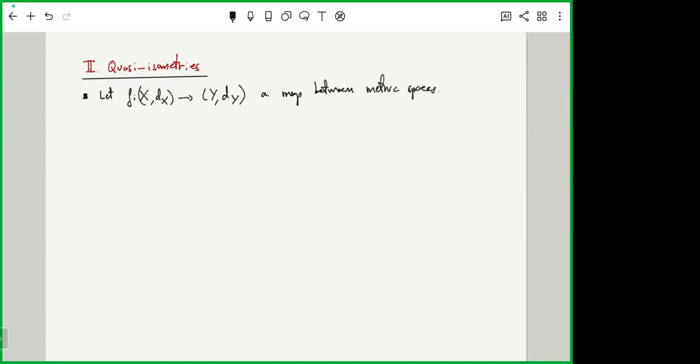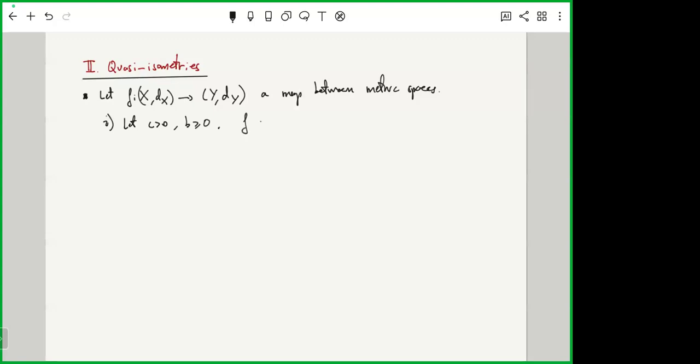So we need some definitions. We want to say what it means for F to be a quasi-isometric embedding, but in a weaker sense. So again, we look at F from far away, so we will define the following. Let C be a positive constant and B a non-negative constant.